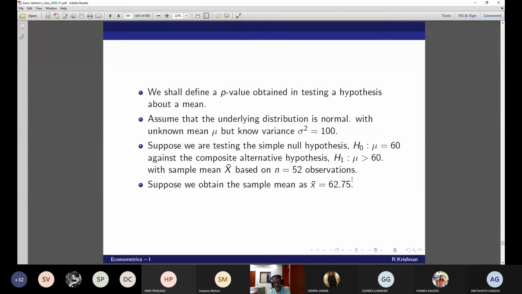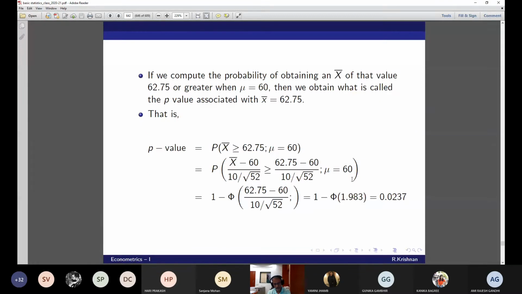Even for a lay person, treating 62.75 equal to 60 is incorrect. What is a statistician going to give you? He is going to give you a probability level at which you can treat 62.75 to be equal to 60. What is the probability level? It is 0.0237. Okay, sir, understood. Only with such a low probability can you accept 62.75 to be equal to 60. This is the literal, non-technical way of saying this.